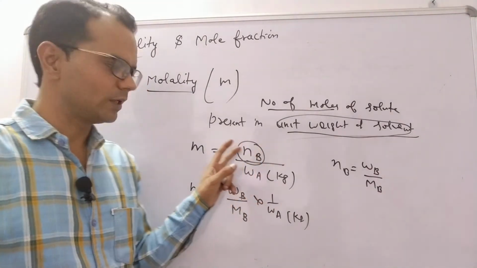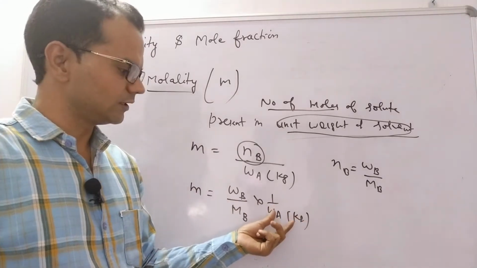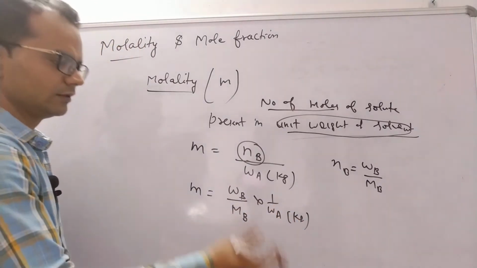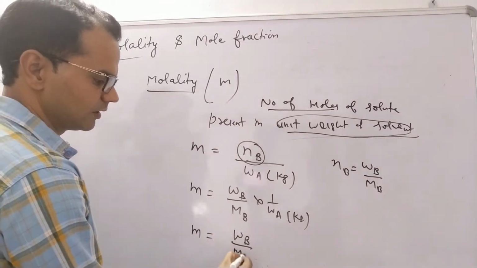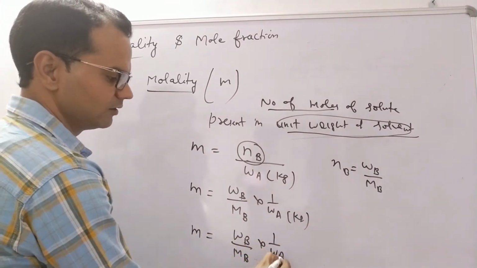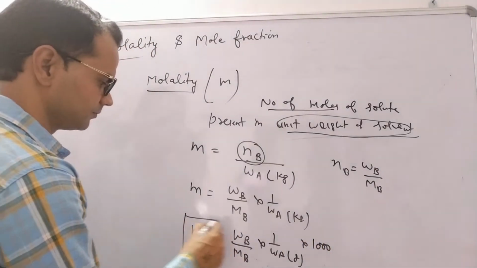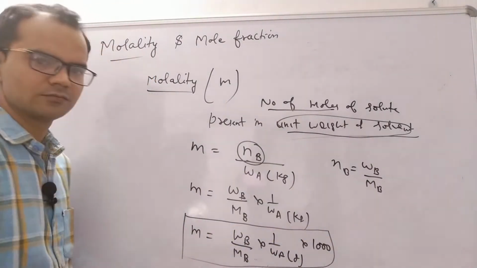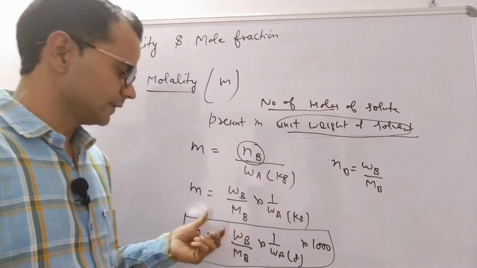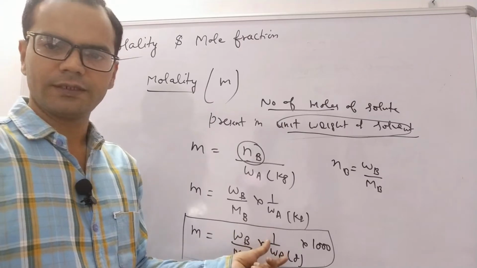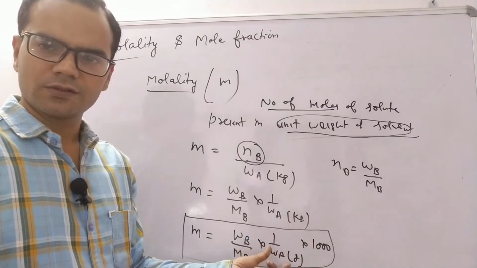But sometimes in numericals the weight of solvent is mentioned in gram, so we can convert it into kilogram, and the formula will change to m equal to WB by MB into 1 by WA in gram into 1000. This is the formula of molality, WB by MB into 1 by WA in gram into 1000. WA represents the weight of solvent.